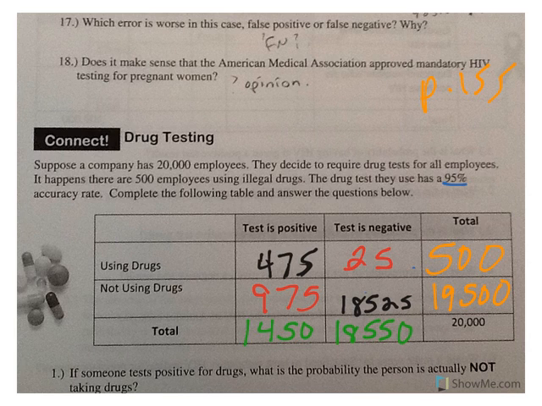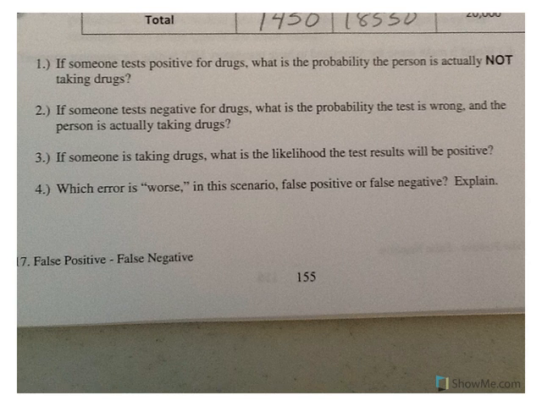Now I want you to go ahead and answer the 4 questions at the bottom of this page. All right, let's look at these questions. If someone tests positive for drugs, okay, so they're testing positive, that means our denominator is 1450. Probability that they are not taking drugs, so that is 975, and that gives us a decimal of 0.672.